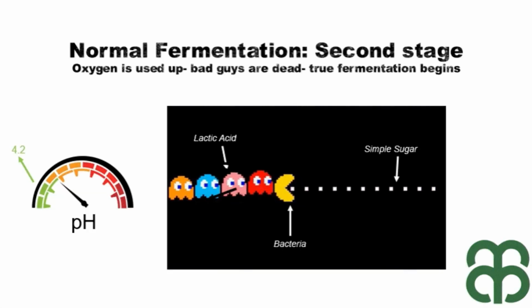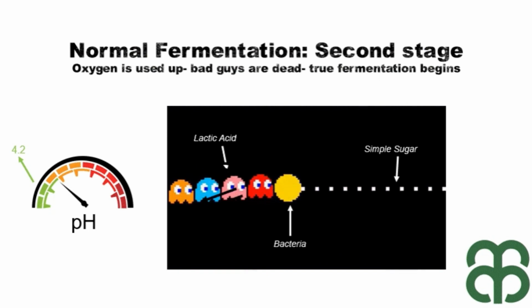Normal fermentation, second stage. Oxygen is used up, and the bad guys are dead, and true fermentation begins. The good guys get to work eating the simple sugars created by the bad guys and create lactic acid. As more lactic acid is produced, the pH level drops. At a pH of 4.2, the pH is too low for bacterial activity, silage is stable, and the fermentation is finished. This process normally takes 21 to 30 days.